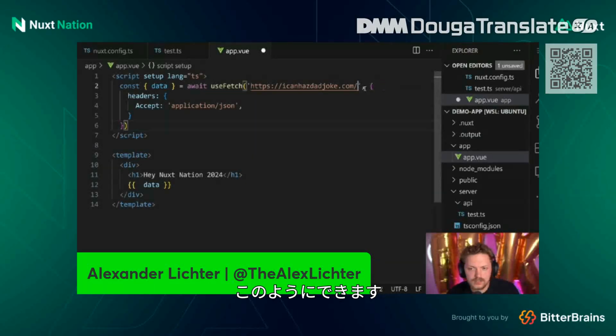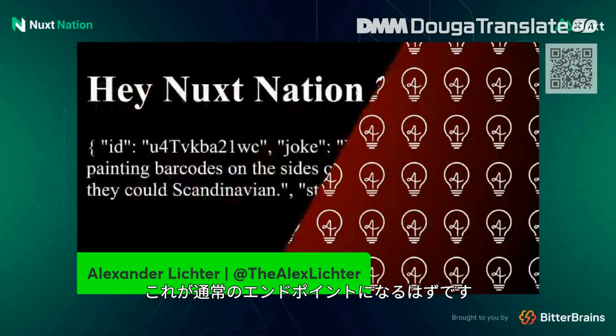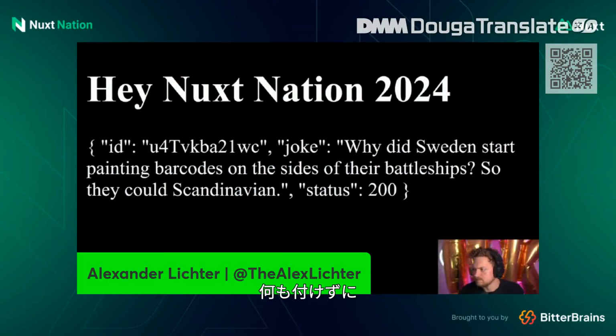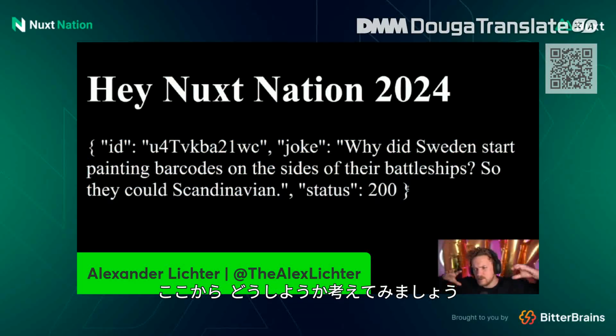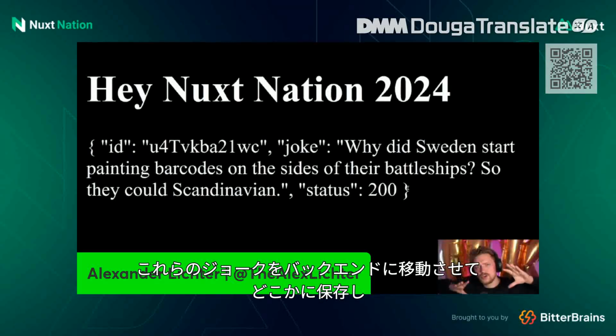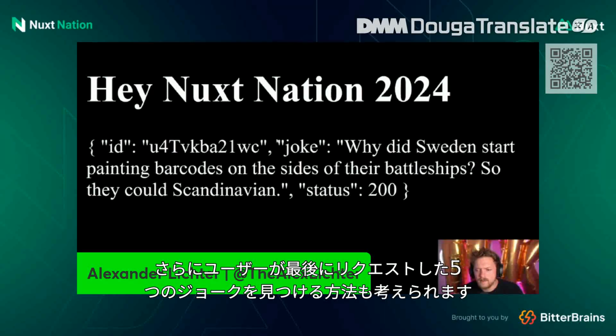So we can just do this. I think that should be the normal endpoint without anything. And here we go. Great. So now we have the ID, the joke, and so on. And from here, we could start and say, how do we move these jokes to the backend, maybe store them somewhere, and also maybe find the last 5 that any user requested.